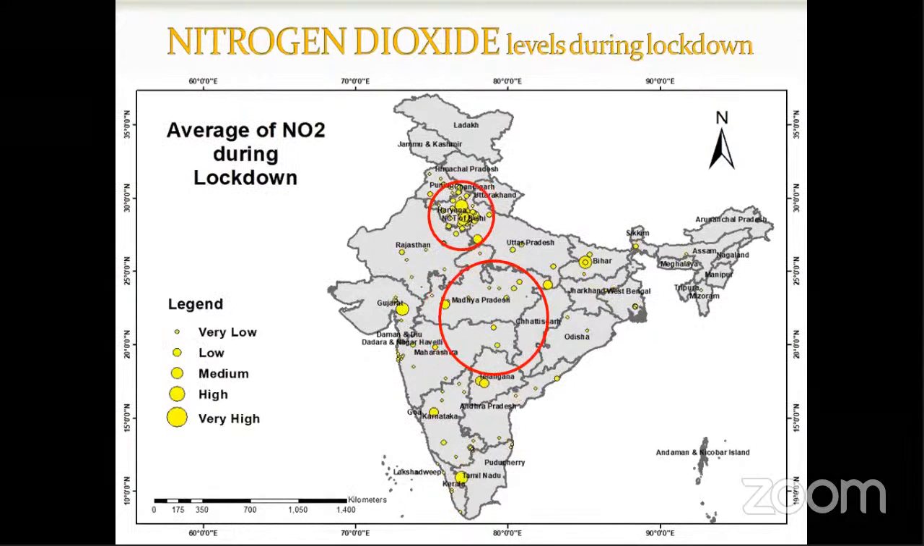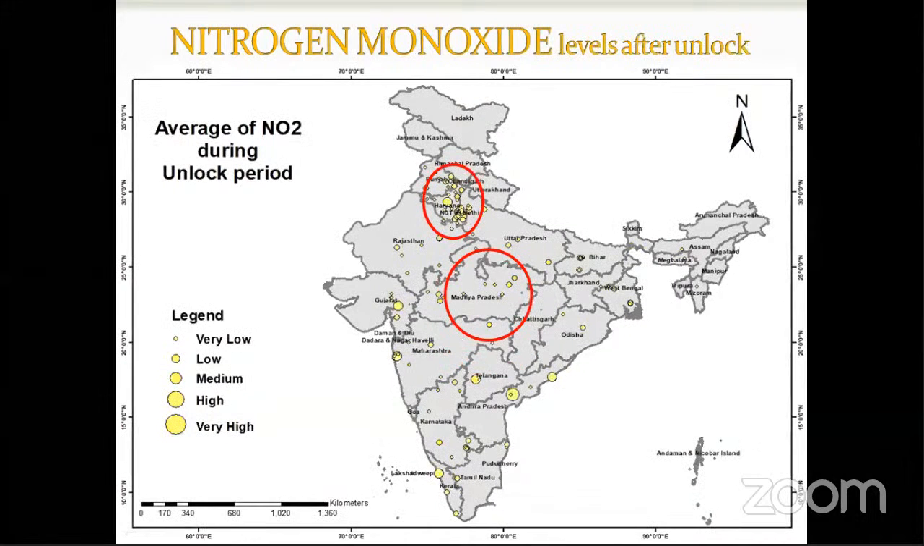During the lockdown period, however, we can see how much it has reduced. It is negligible in the northeastern states, and it ranges from very low to high in the northern parts. And in central India, we can see it is in the low to medium range. And during the unlock period also, as a result of the lockdown, it does not show that much of a rise in the nitrogen monoxide level.